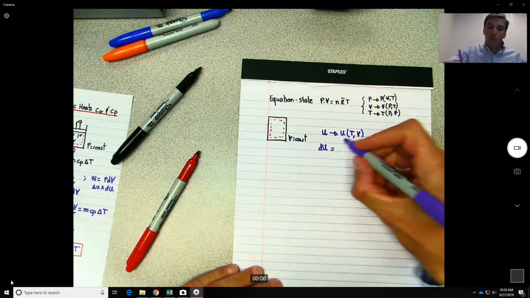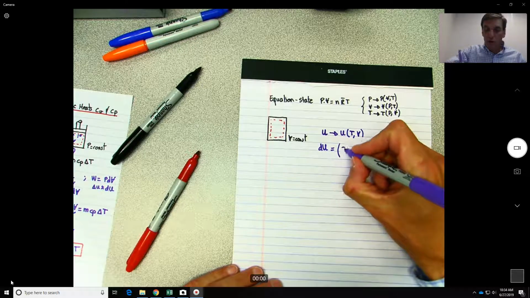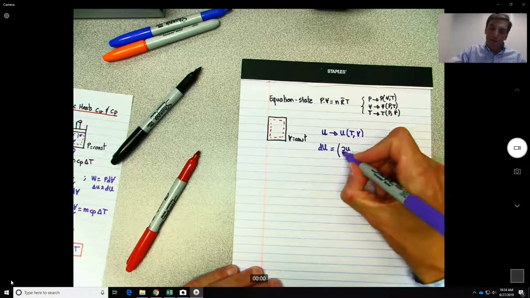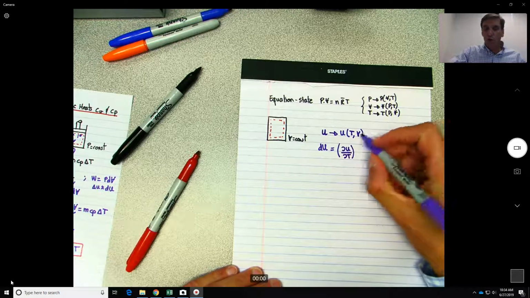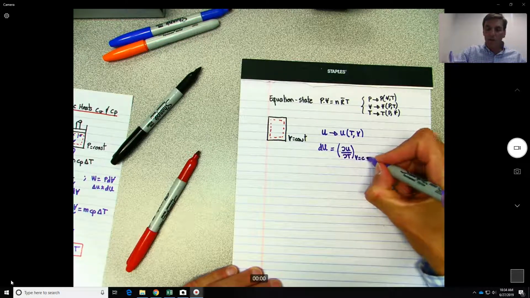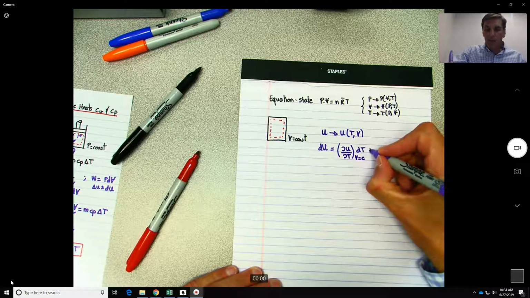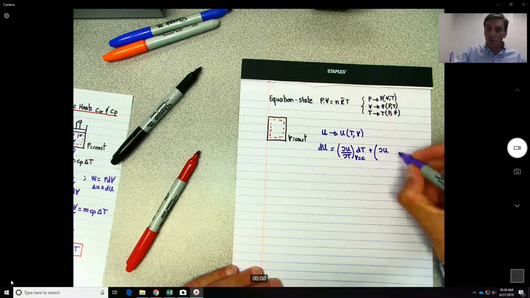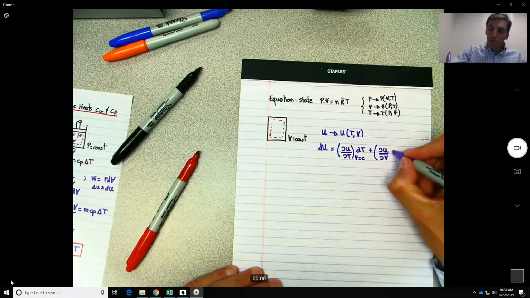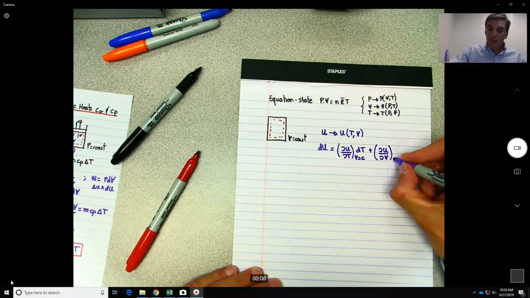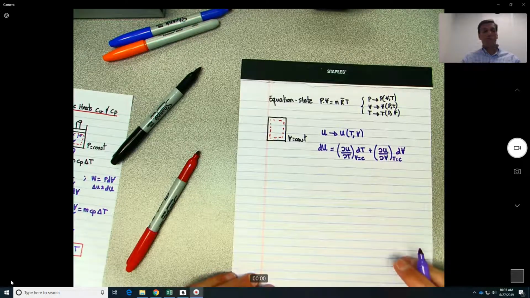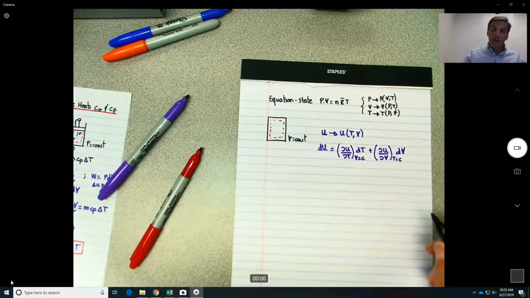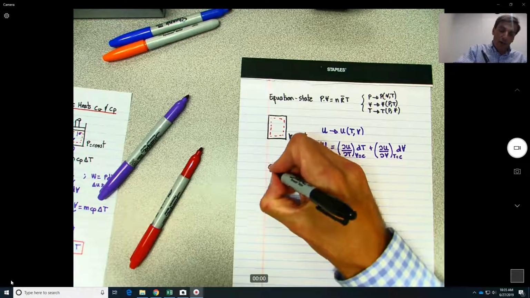So you have the two variables, so you first need to differentiate u, so you take the partial derivative, let's say first with respect to T. So when you do that, you keep V constant, dT. Then you take the partial derivative of u with respect to V, keeping T constant, and you have here dV.